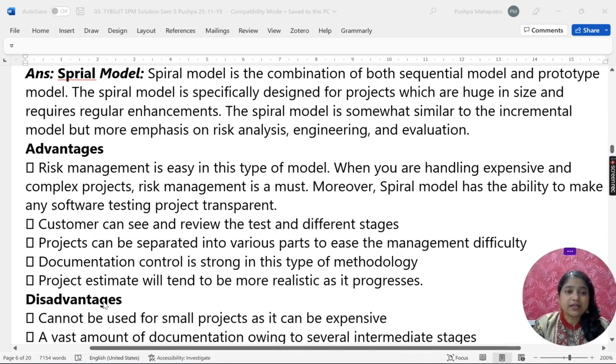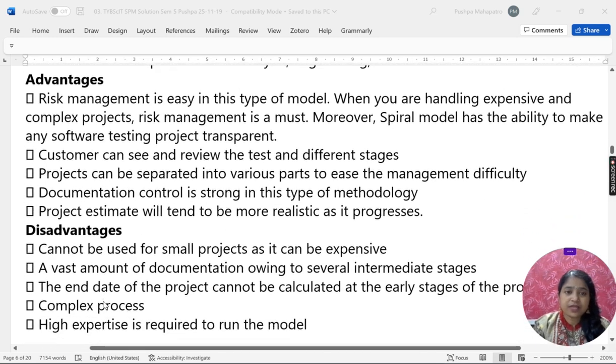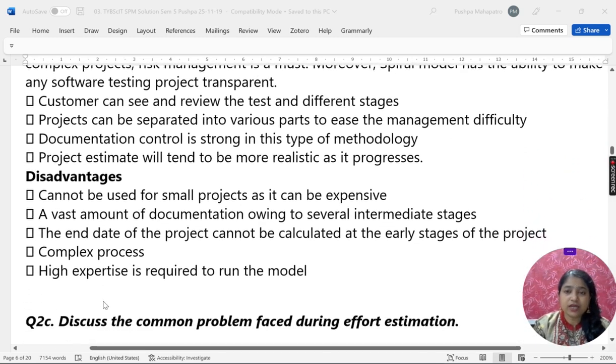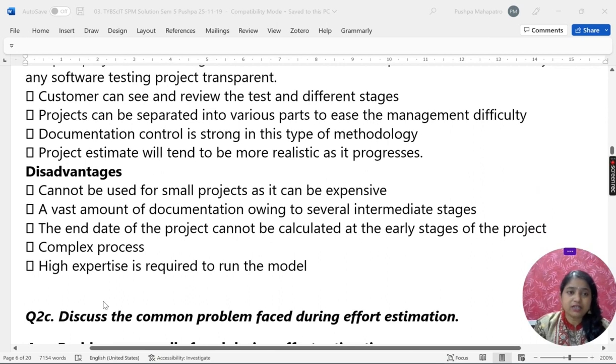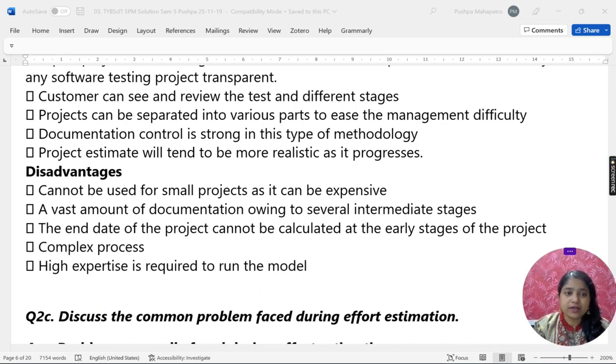Advantages क्या है? That risk management is easy in this type of model. When we are handling an expensive and complex project, risk management is a must. So spiral model has the ability to make any software testing project transparent. Customer can see, review and test the different stages. Projects can be separated into various parts. Two is the management difficulty. Documentation control is strong in this type of methodology, and estimates will be more realistic.